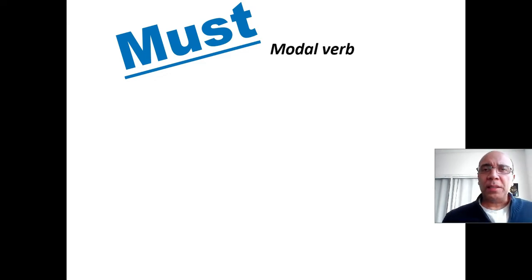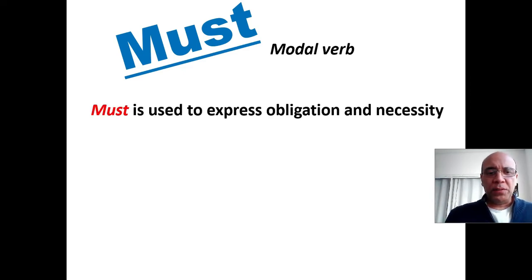Must is in the category of a modal verb. What's a modal verb anyway? A modal verb is a kind of verb that expresses many things. For example, it can express probability, ability, can be used to give suggestions and everything else. In this case, must is used to express obligation and necessity.